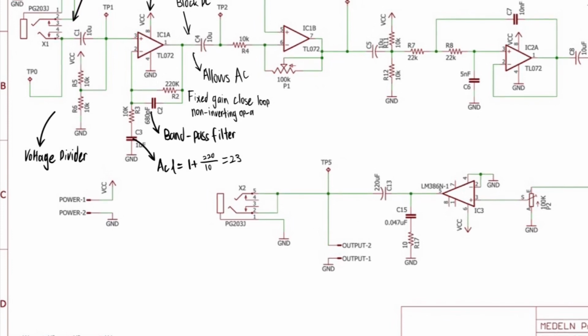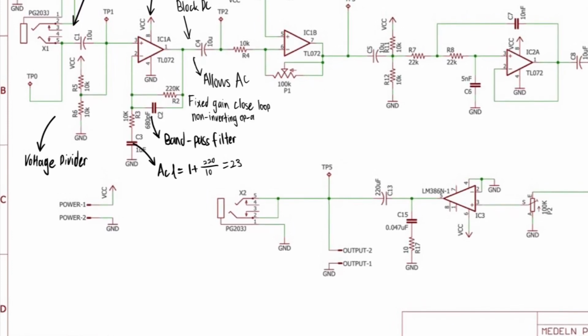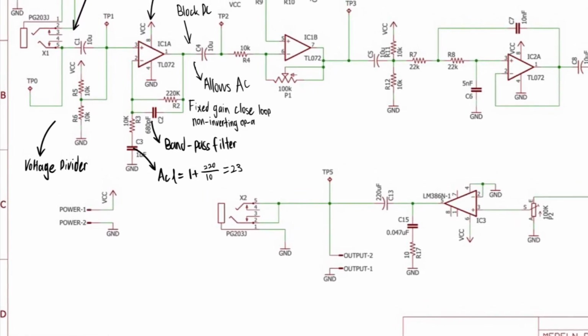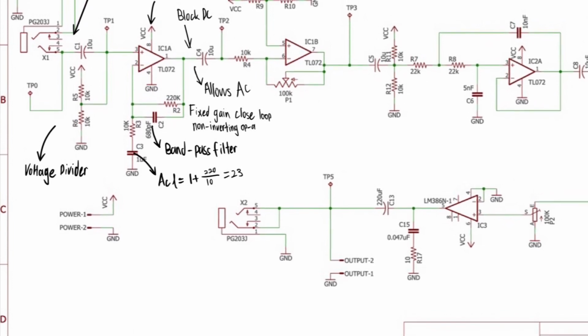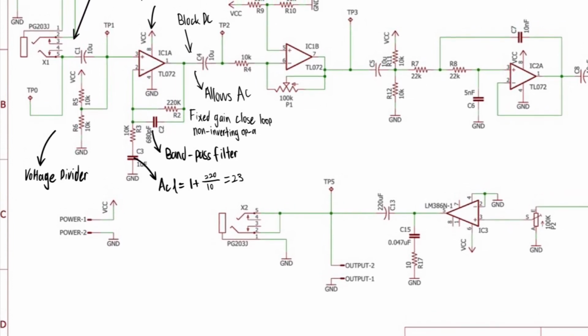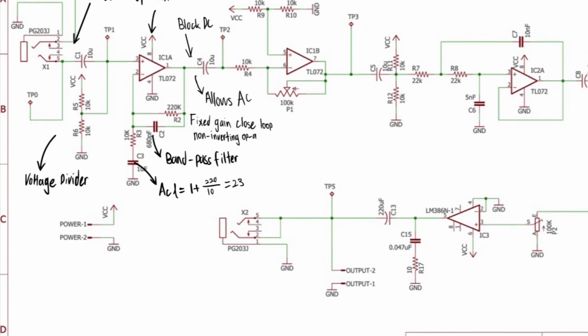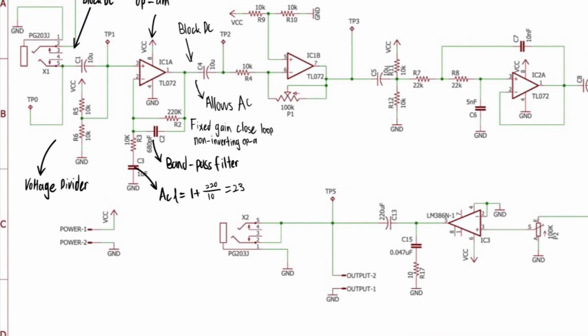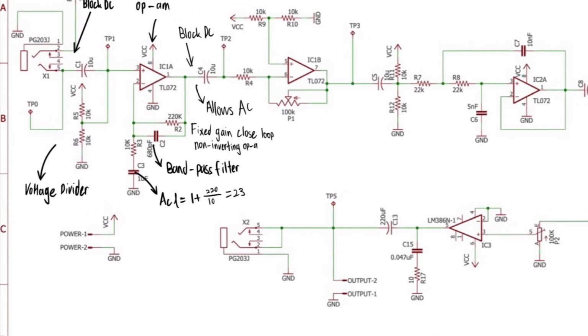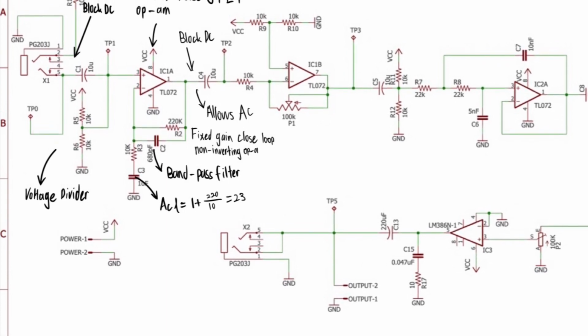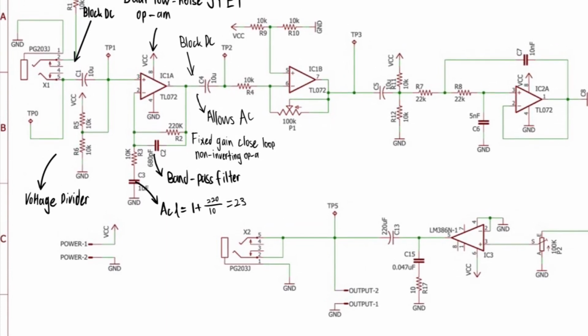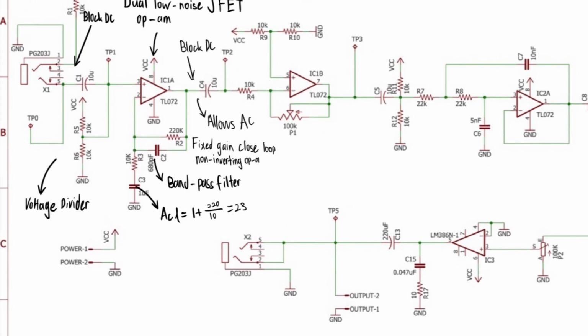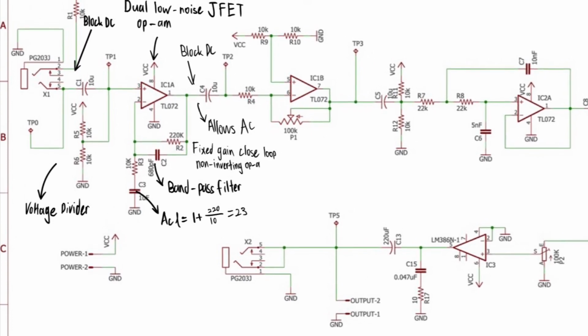In stage 1, the TL072 is a dual low-noise J-FET input general purpose op-amp. It supplies a voltage gain, with input usually between 10 mV to 1 volt, but does not provide current. The op-amp amplifies the sound. In this circuit, it is a fixed gain, closed loop, non-inverting op-amp, and the circuit needs to bring the signal from an electret microphone up to a level suitable for a line input.